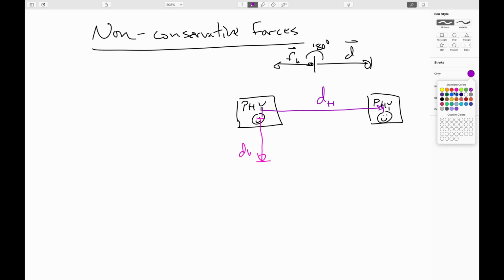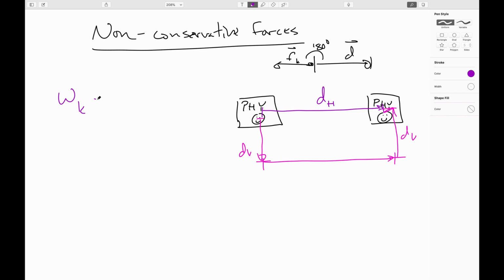Followed by a d horizontal like that, and then return back up with, let's call that a d vertical, to end up in the same place. So we can calculate the work done by kinetic friction for both paths. For the purple path, the work done will be the force of kinetic friction times dH times the cosine of 180 degrees, which is -1. So this will be minus Fk dH.